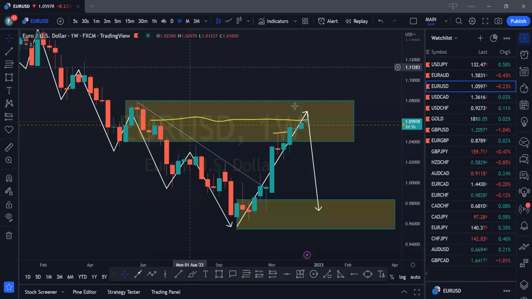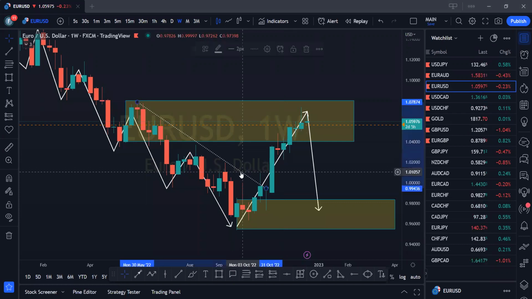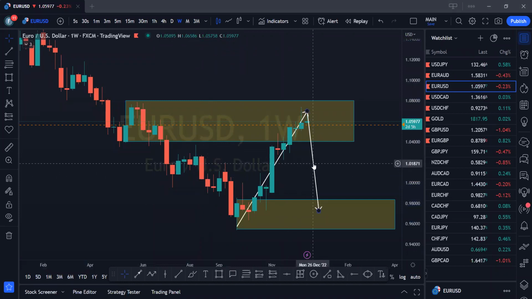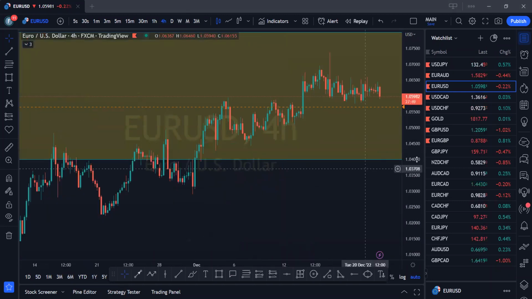Okay, so if we know that we have to sell, we're looking for sells on Euro USD. So we want to go to a lower time frame and then look for a sell opportunity. So I'm just going to jump to the 4 hours chart and then find a sell setup. If you go to the 4 hours chart, I'm waiting for market structure to align for a sell.